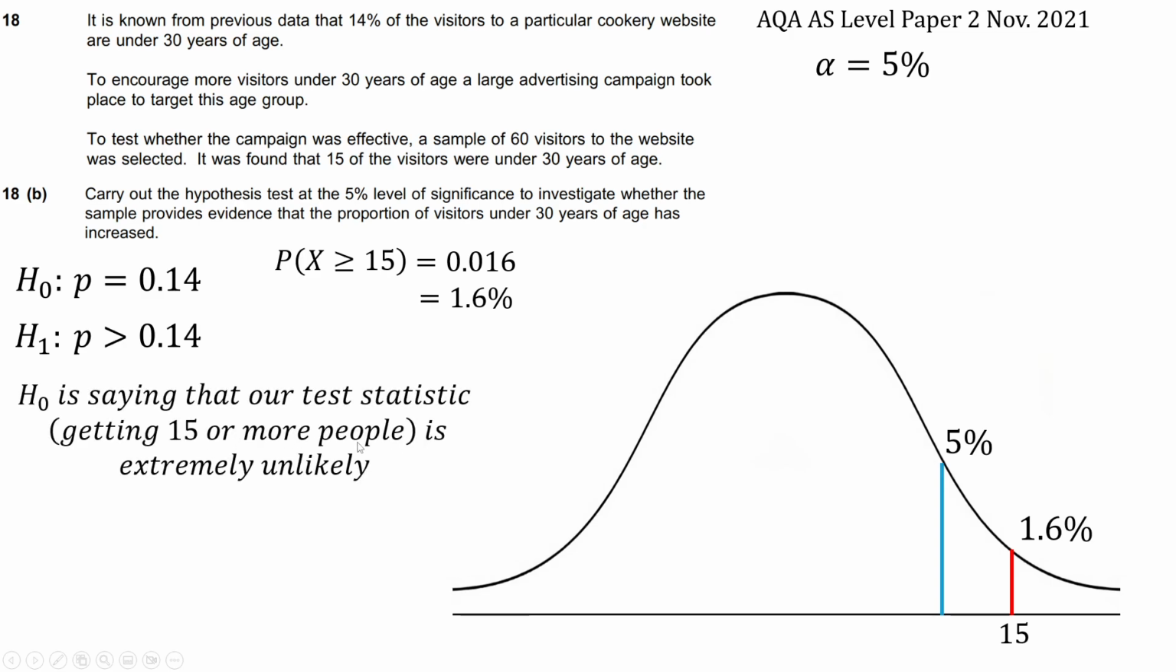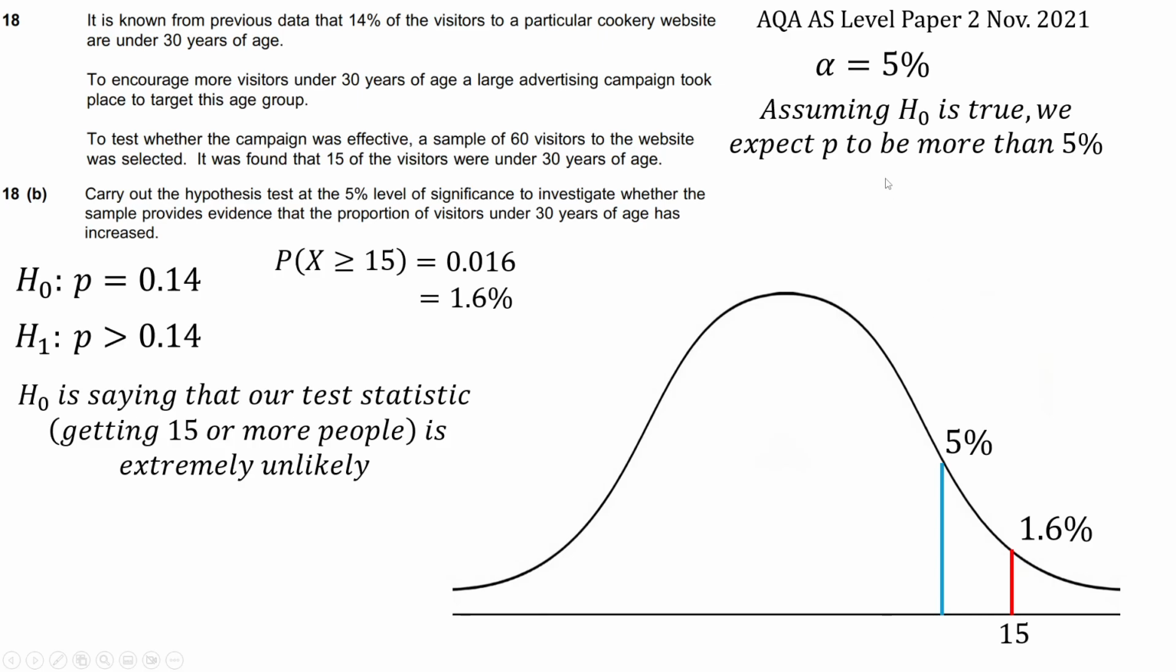H naught is saying that our test statistic, getting 15 or more people, is extremely unlikely. Okay, well, like I said, it can't have been that unlikely, because, you know, we got it. And because the probability of it being 1.6% as a coincidence is less than 5%, we reject H naught.